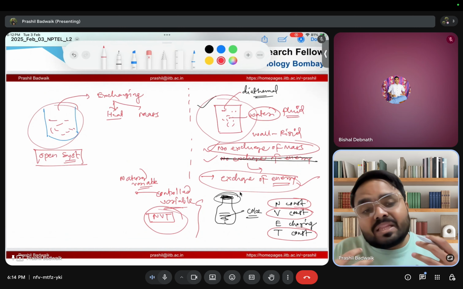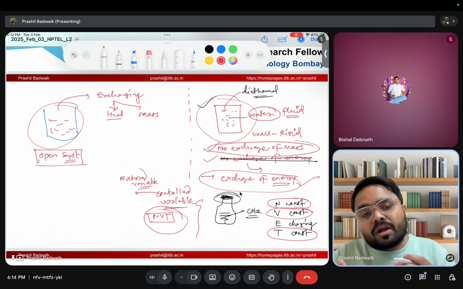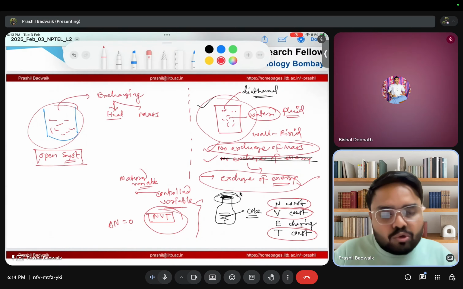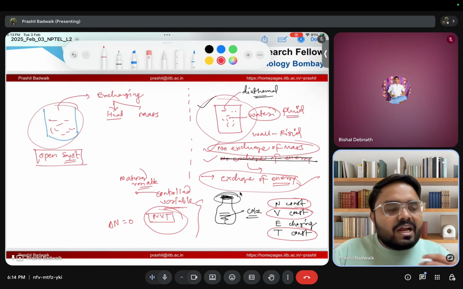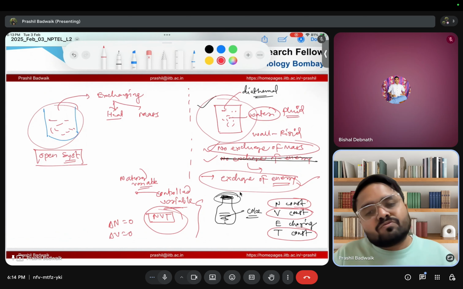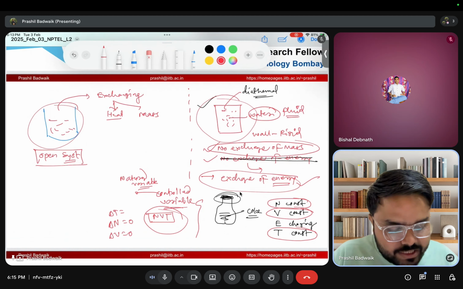So we had given a mathematical description, right? Whenever I say the molecules are not exchanging, mathematically delta N is equal to 0, the number of molecules going out of the bottle is zero. Whenever I say volume is constant, delta V is equal to 0, that means volume change is 0. Whenever I say temperature is constant, delta T is equal to 0.